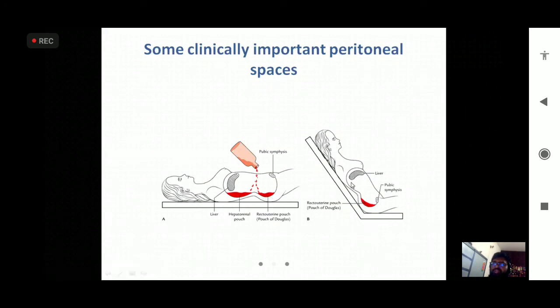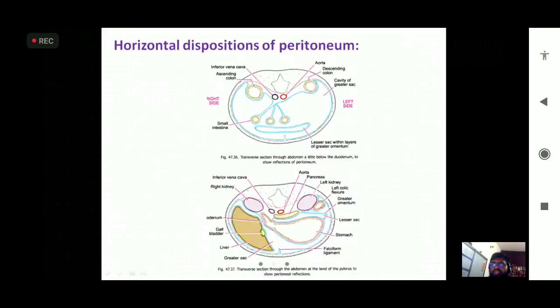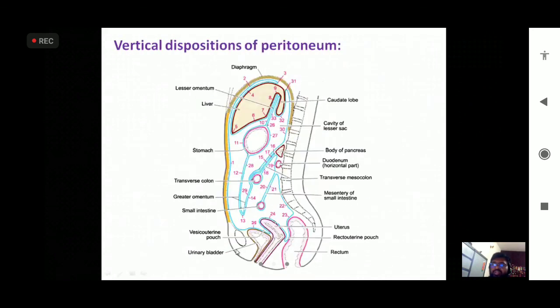So if in his recumbent position, semi-prone position, the most dependent part becomes the retroperitoneal pouch of Douglas. What is the retroperitoneal pouch of Douglas? You can see from this figure. This is the rectouterine pouch of Douglas. That means this is the rectum and this is the uterus. So in female there is a space, this pouch of Douglas. It is called pouch of Douglas, and this is very important clinically.